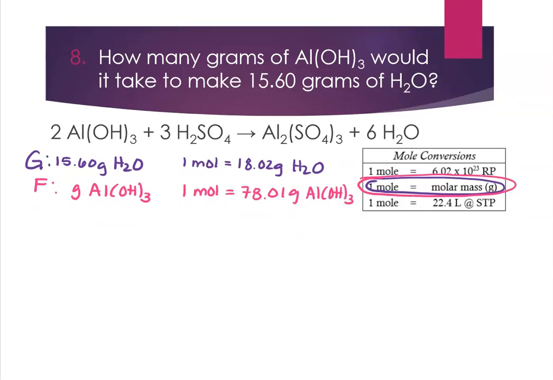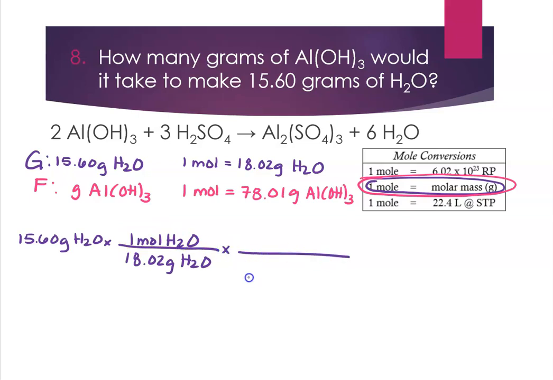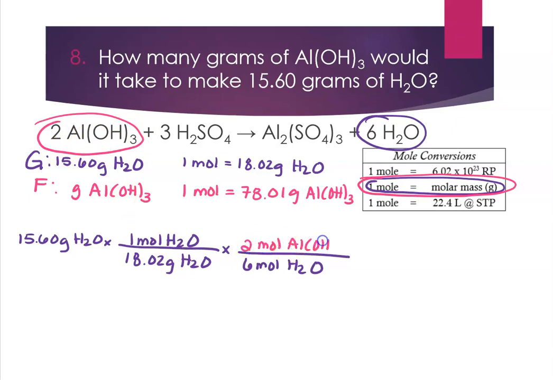All right, so now let's set up our problem. We start with what we're given, 15.60 grams of H2O. So grams of H2O cancel with grams, so grams goes on the bottom. 18.02 grams H2O, which is molar mass on the bottom, and 1 mole H2O on top. Now I do mole ratio. H2O goes on the bottom to cancel. So my coefficient for H2O is 6, so I have 6 moles of H2O. And then I'm converting to Al(OH)3, so my coefficient here is 2, so it'll be 2 moles of Al(OH)3.